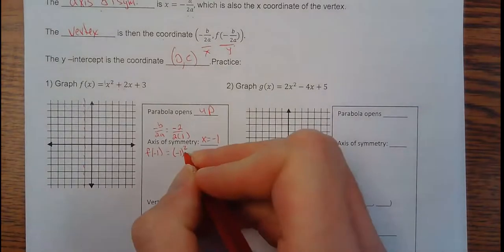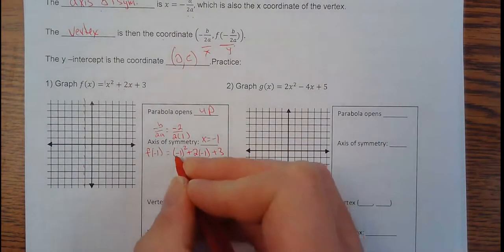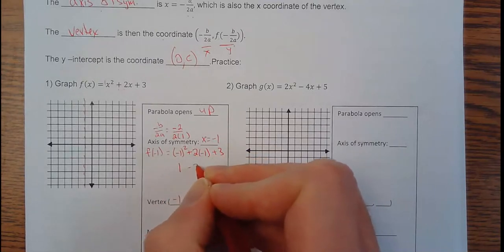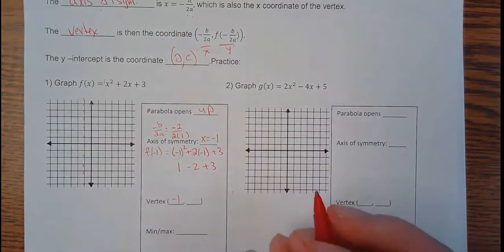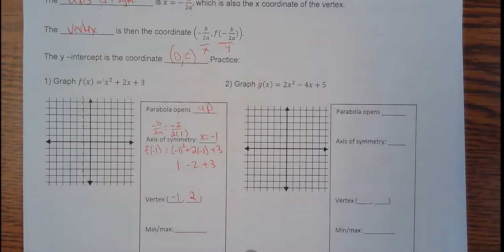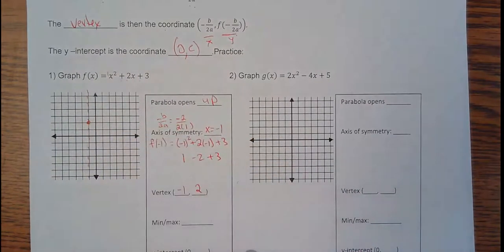Okay, so negative 1 squared plus 2 times negative 1 plus 3. So negative 1 times negative 1 is 1. 2 times negative 1 is negative 2 plus 3. So this is going to be positive 2. Okay, so at negative 1, positive 2, there's my vertex.